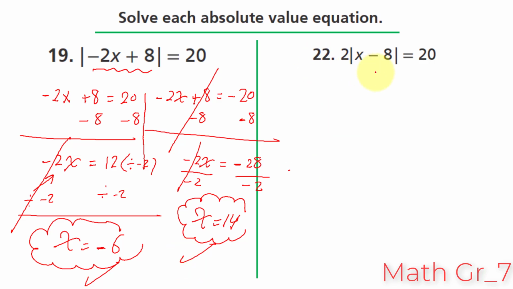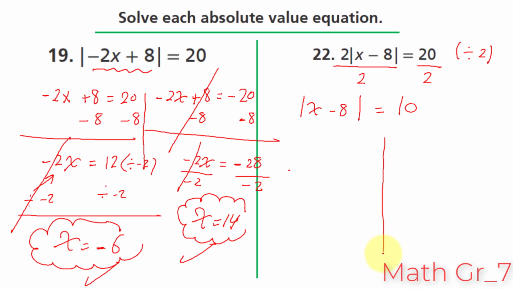Next example, 2 times the absolute value of x minus 8 is equal to 20. How can we find the value of x? Ask yourself, what's the relation between 2 and the absolute value of x minus 8? It means multiply, the double of the absolute value of x minus 8. Now, to cancel 2, just divide by 2. Divided by 2, divided by 2. We get absolute value of x minus 8 is equal to 20 divided by 2 equals 10.